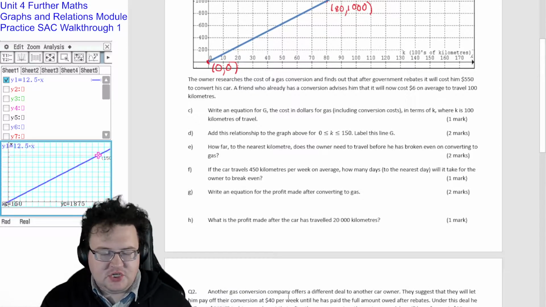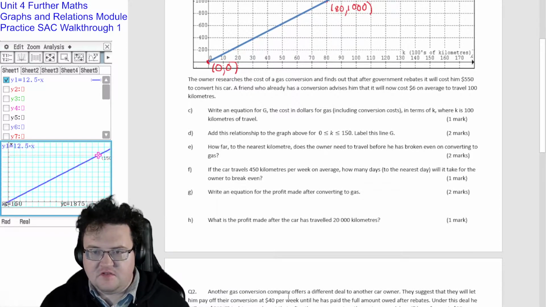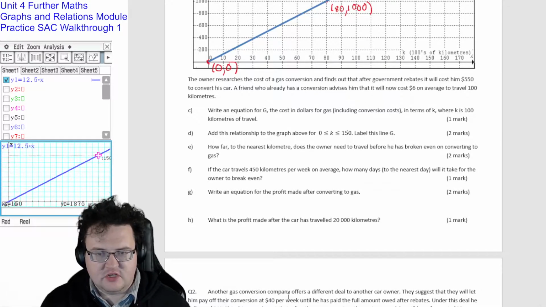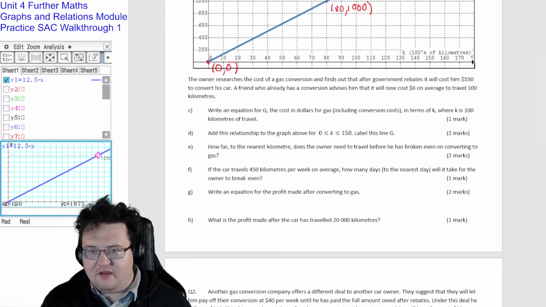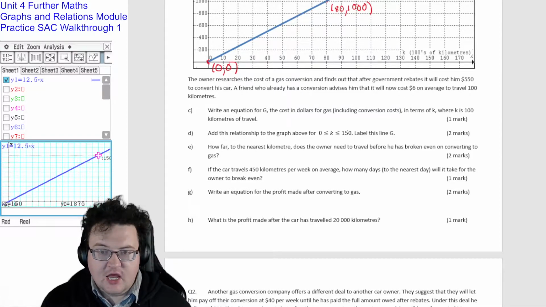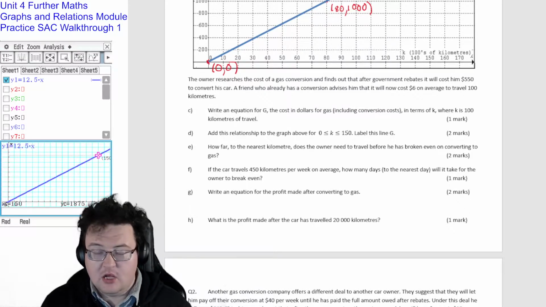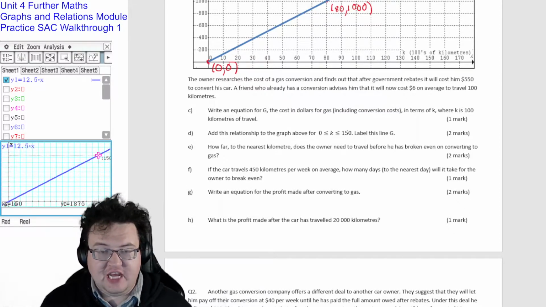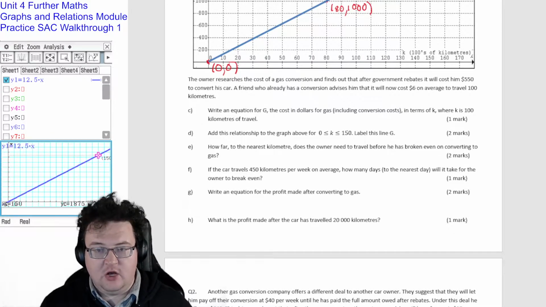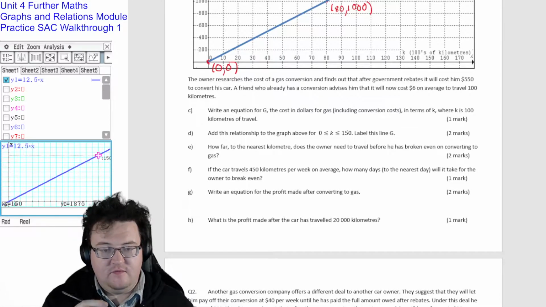Going down, the owner researches the cost of a gas conversion and finds out that after government rebates, it will cost him $550 to convert his car. A friend who has already done the conversion gives him advice and says that the gas cost is only about $6 per 100 kilometers. We now need to create an equation G to represent the cost of traveling on the gas. But we also have to take into account the initial cost of doing the conversion.